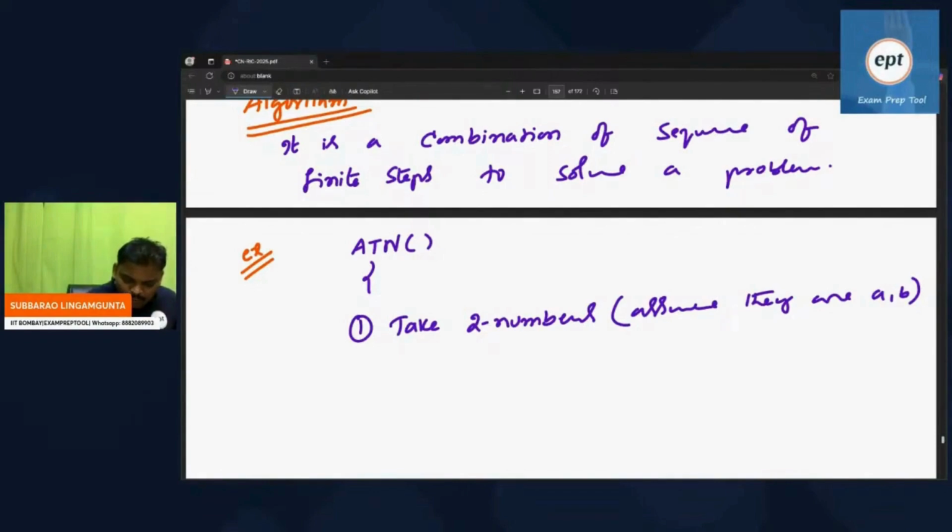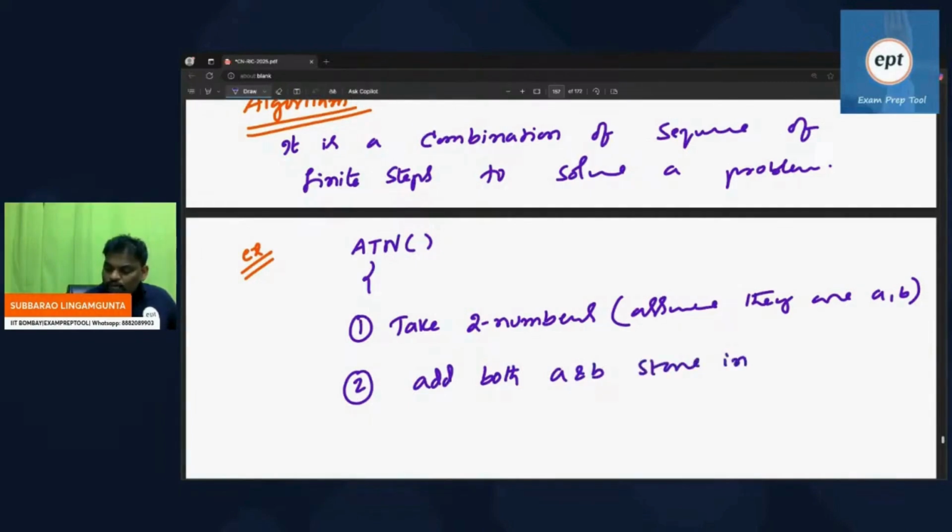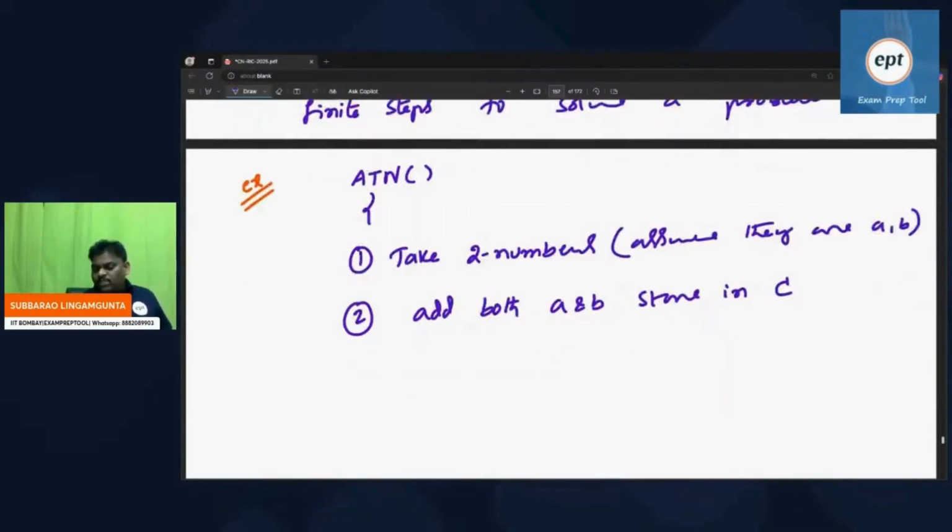Next one. Can you see this one? Step 2. Add both A and B, and store in C. That is the second step. You want to add two numbers. First step is to take the two numbers which you want to add, then add both A and B and store in C. Third step.